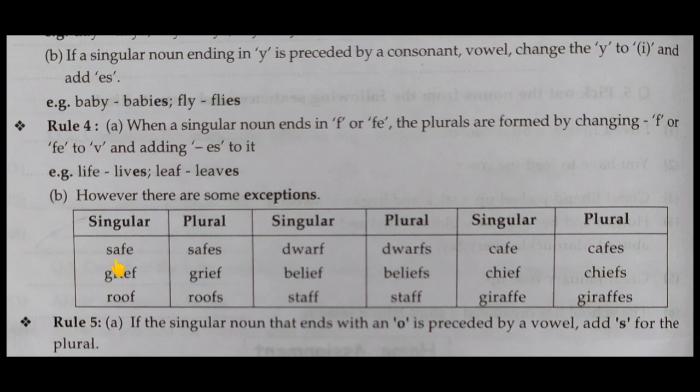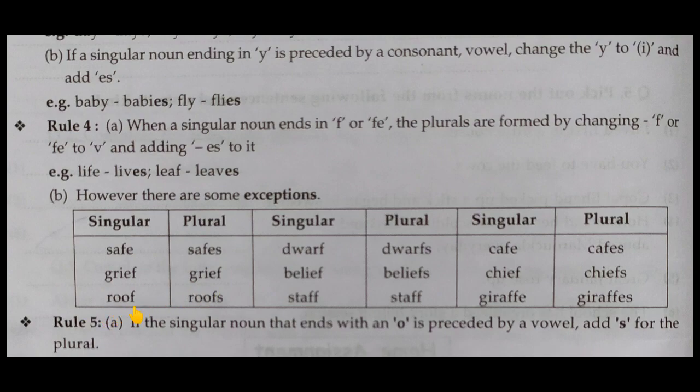Safe. Here the word safe ends with fe, and according to our rule we have to replace fe with v and add es, but here it is not done. You can see the singular form is safe, but the plural form is not saves, it is safes. The second word is grief. Here it ends with f, but its plural form is griefs; it is not changed.